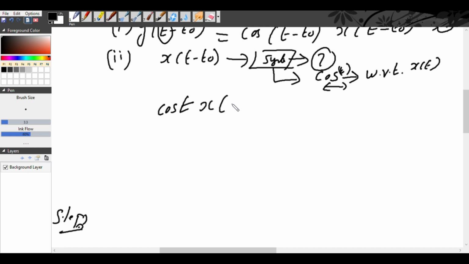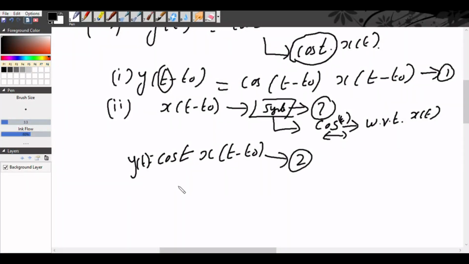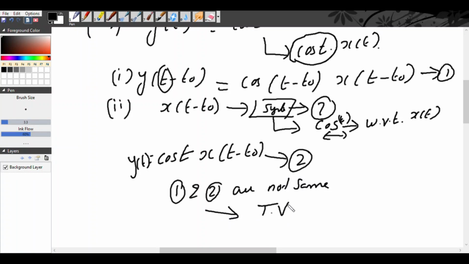What is the input? It is a delayed input, like x of t minus t naught. So this is the output. Say this is equation 2. So equation 1 and 2, let us try to compare. Equation 1 and 2 are not the same. So hence I conclude that this particular system is a time variant system because both equations are not the same.